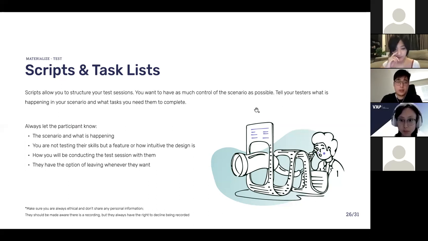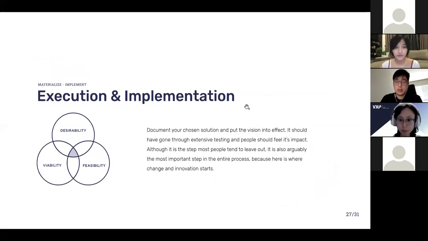And lastly, after many, many iterations of going back and forth between the steps, you should begin putting your visions and your solutions into effect. This means that you've gone through very extensive testing and you understand the impact on people. It is also the step that people tend to leave out the most, but it's arguably the most important step, because this is where change and innovation starts. Once you find this sweet spot of desirability, viability, and feasibility, you understand what your product does, how it affects people, and how your business is impacting change.